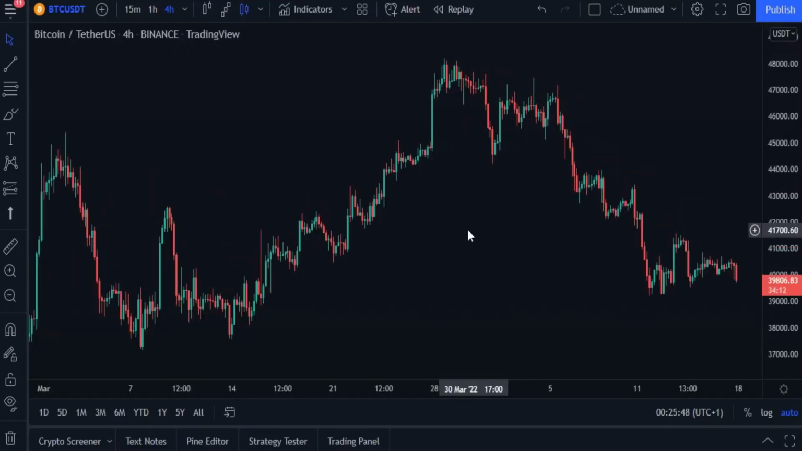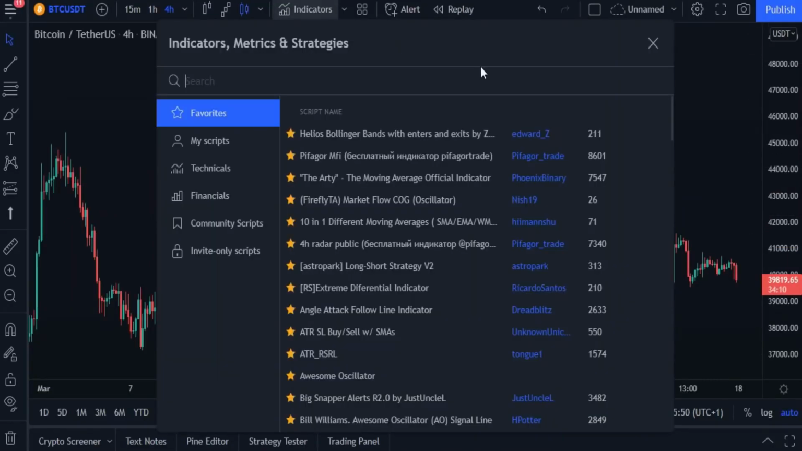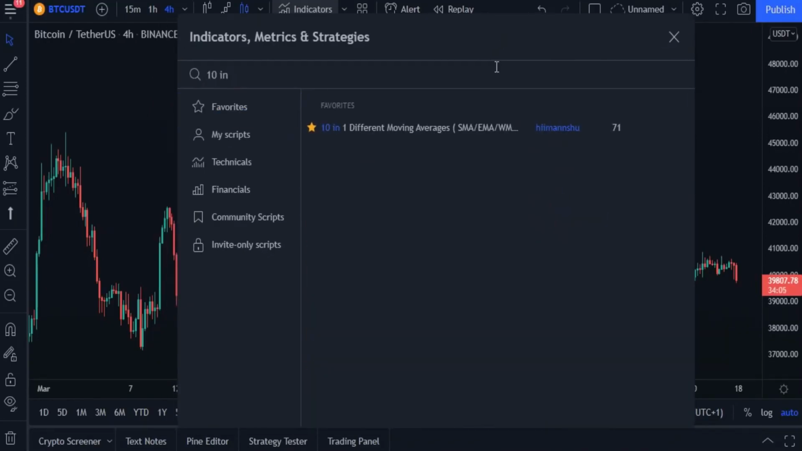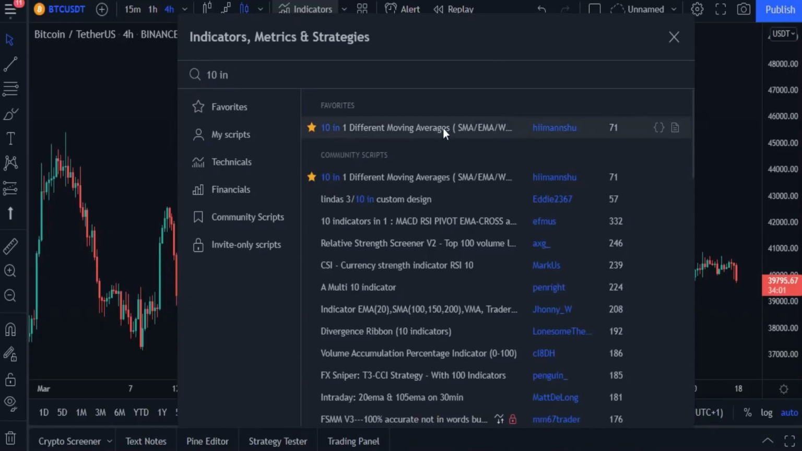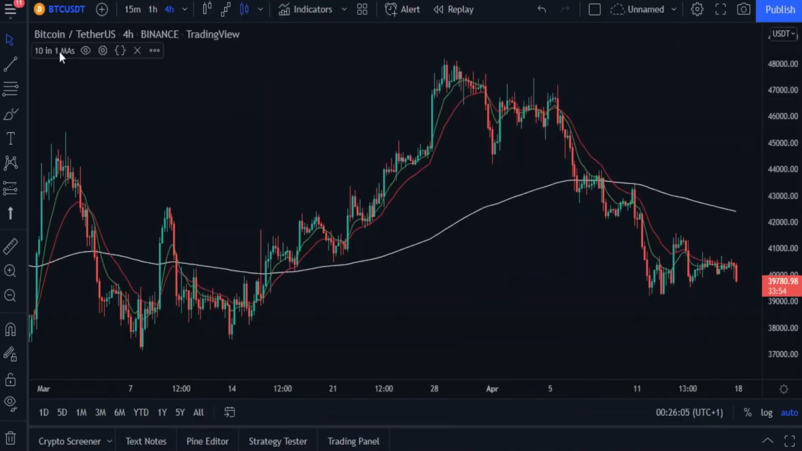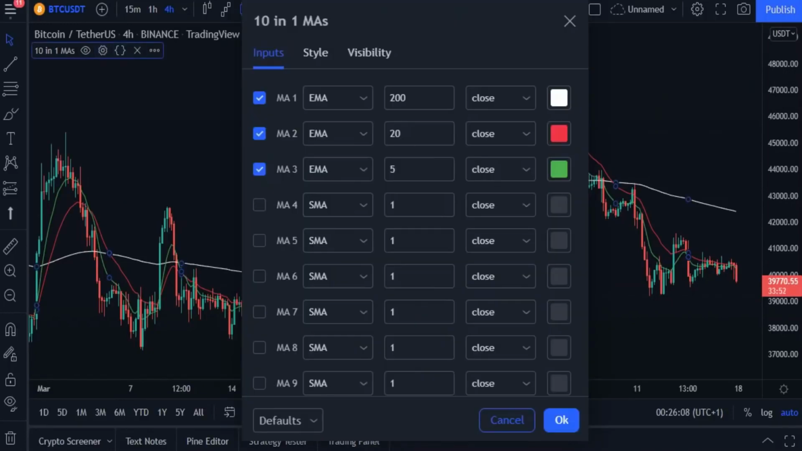For the indicators, we will use the exponential moving average, and we will use the 10-in-1 indicator. We talked about the benefits of this indicator in a previous video, especially for free accounts on TradingView. Now we will open the indicator settings in order to activate the 3 moving averages as you see here. But you must make sure that you have chosen the exponential moving average, which is the EMA indicator.